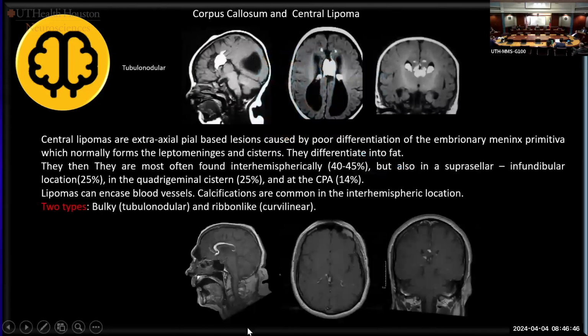There are two things that are associated with callosal anomalies. One are lipomas, and the other ones are cysts. Cysts are a lot more frequent, but I just find it amusing to see the lipomas because there are two types that have been described.